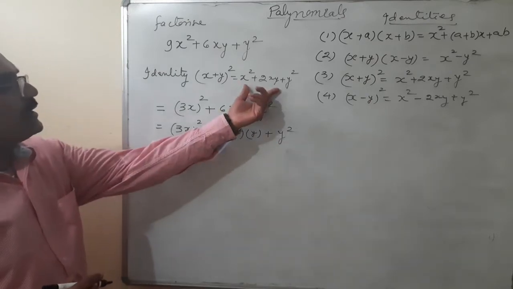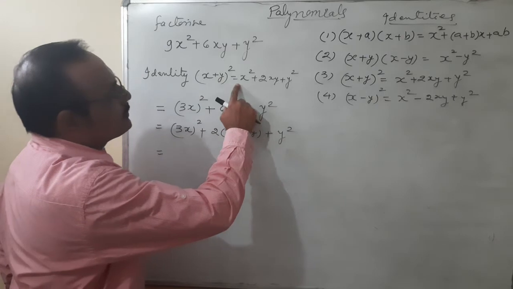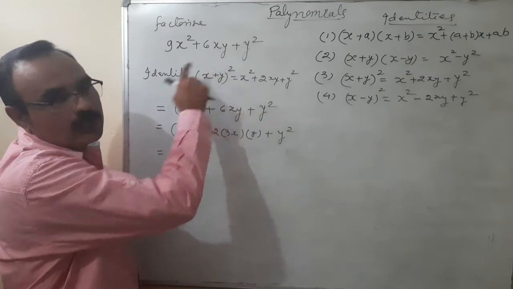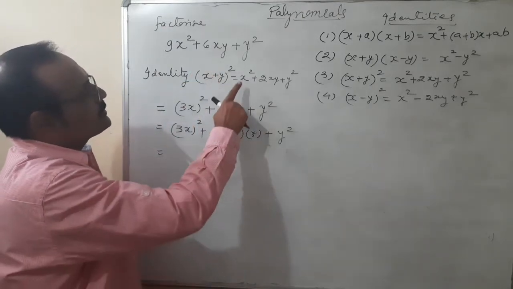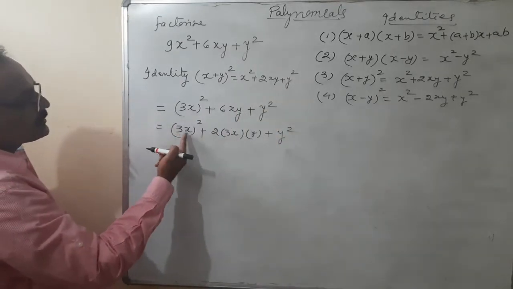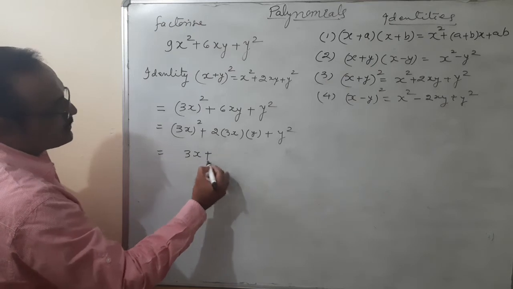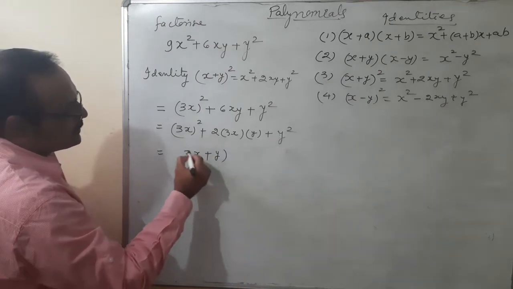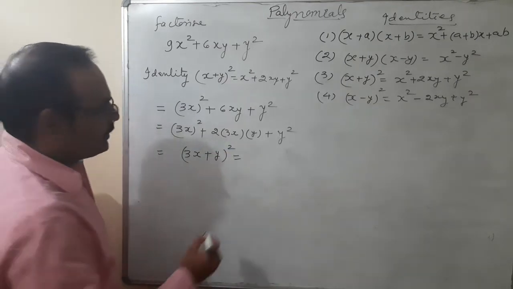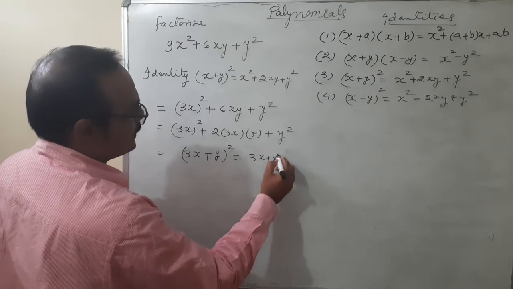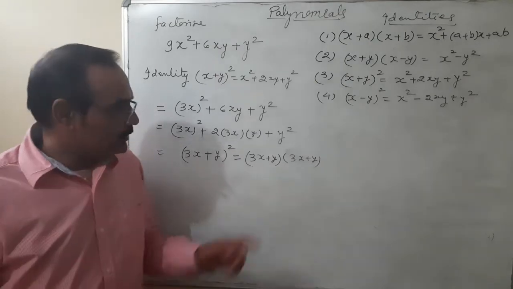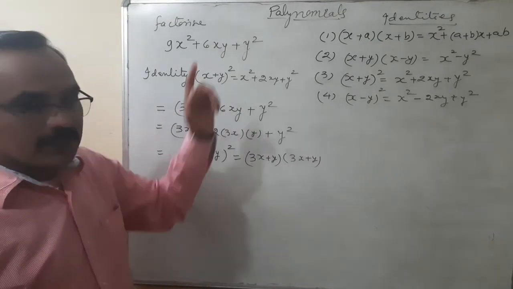And what is the meaning of this? If any term is in this expanded form, we can write x plus y whole square, that means first term plus last term whole square. So here the first term is 3x plus last term y, its whole square. And 3x plus y whole square means 3x plus y in the first bracket as well as 3x plus y in the second bracket. So these are two factors of this expanded form.